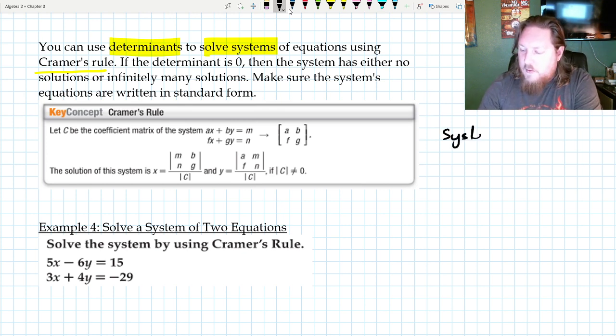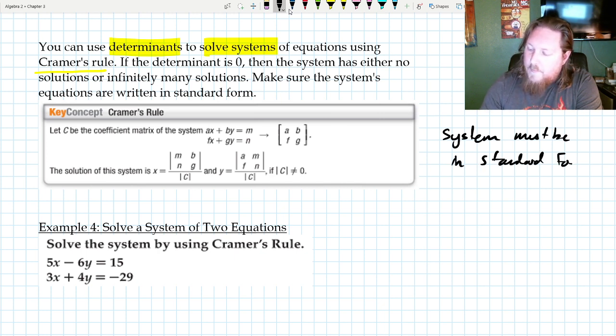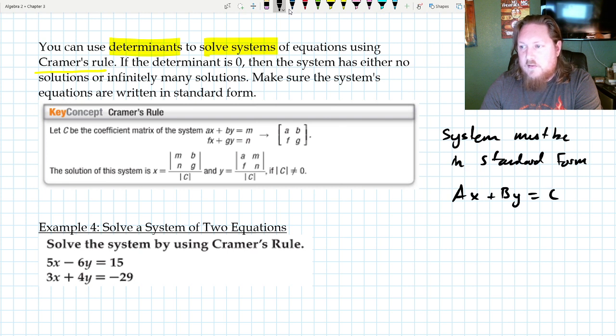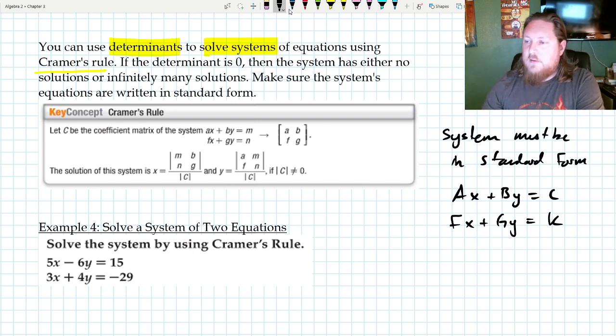So the system must be in standard form, which means it's always going to be some number times x plus some number times y equals a constant. That's going to be an important part here. And let's make up some other ones here, f times x, g times y, and k there. It doesn't really matter what I'm using for the coefficients and the constants.